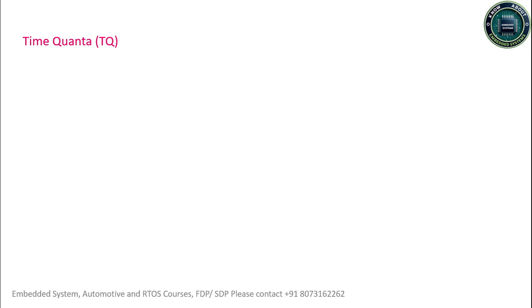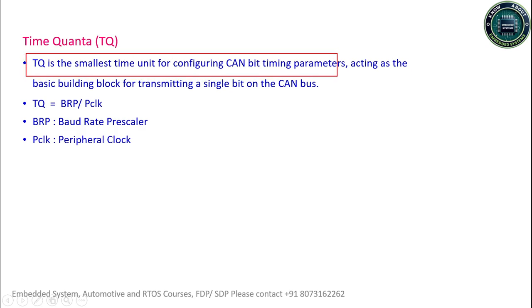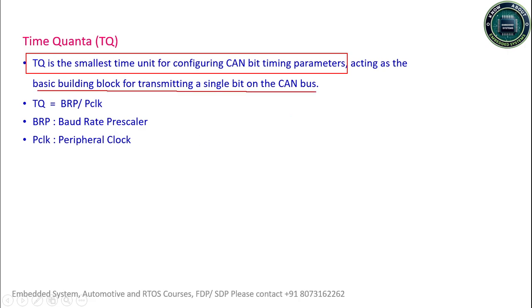So what is this time quanta? See the definition here. Time quanta, in short form we will call as TQ. This time quanta is the smallest time unit for configuring CAN bit timing. This is the minimum time which we're going to use to configure the CAN bit timing. So TQ stands for time quanta. This is the smallest time unit for configuring CAN bit timing, acting as a building block for transmitting and receiving the data.